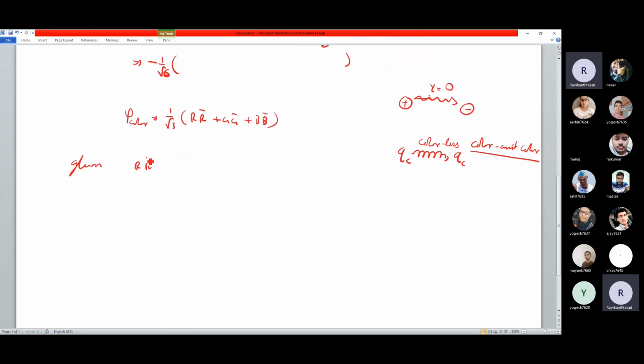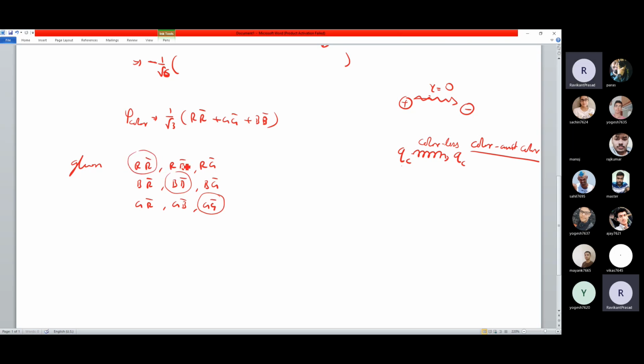We can have red, anti-red. We can have red and blue, we can have red and green. Then we can have blue with anti-red, and blue with anti-blue, and blue with anti-green, and we can have green with anti-red, and green with blue, and we have green with anti-green. Perfectly, these three are exactly colorless, you can say.